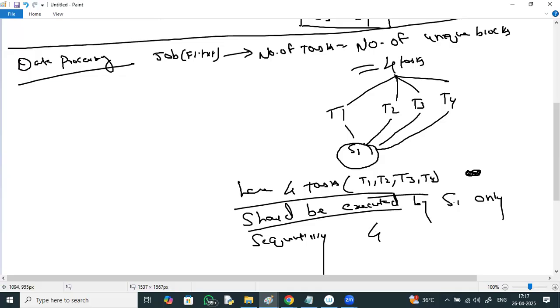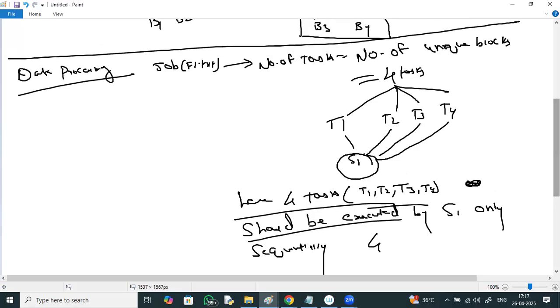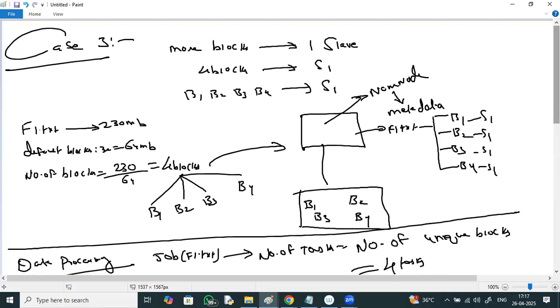In case 1, it will take 1 hour. All 4 tasks execute in parallel in a single hour. In case 2, it takes 2 hours. In the first hour, 2 tasks are executed in parallel, and the next hour, again 2 tasks. Yes, understood. More slaves, more speed. Fewer slaves, less speed. If only one slave, there is no parallel processing at all.